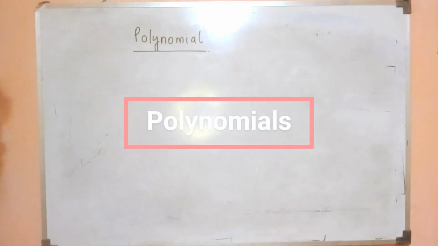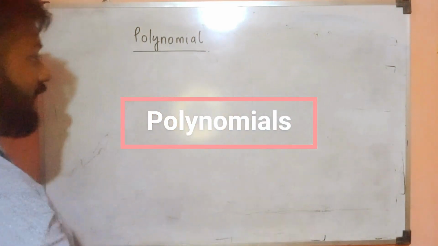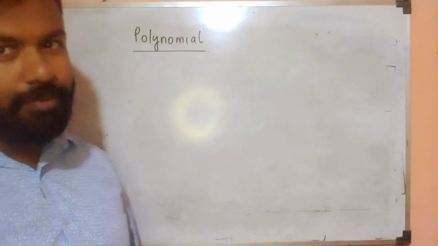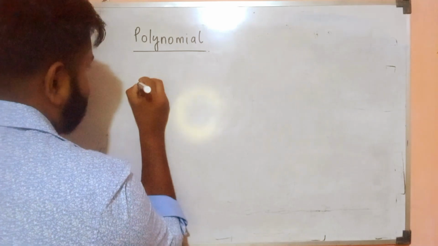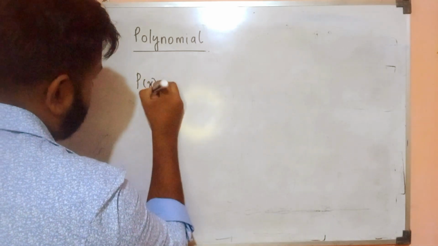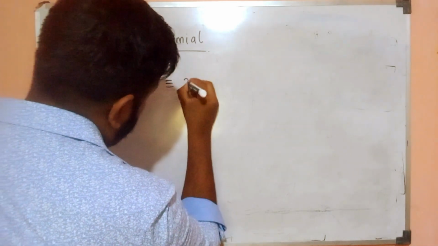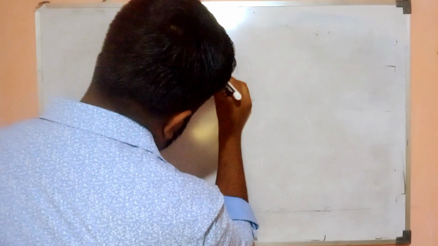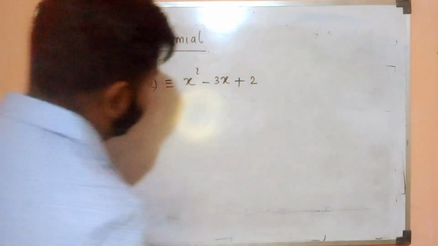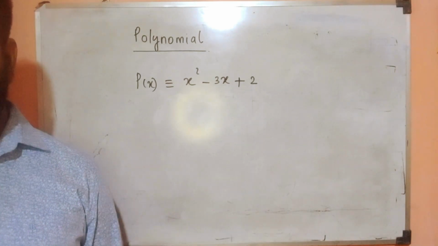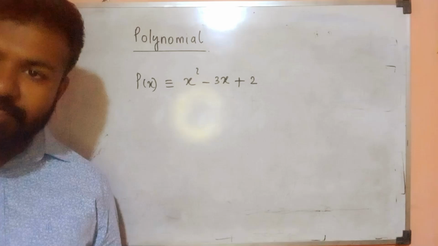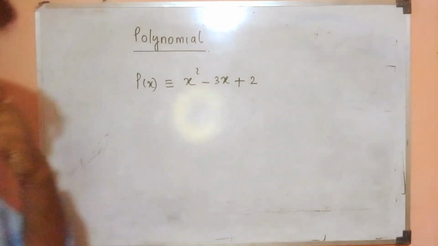So what is a polynomial? A polynomial is an algebraic function which has certain properties. Let's see a polynomial. Let's say p(x) is a polynomial. So p(x) is equal to x squared minus 3x plus 2. This is a polynomial. So what are the properties of a polynomial? What makes polynomials different from other algebraic functions?